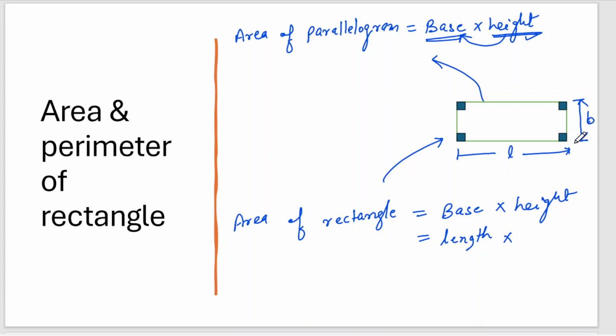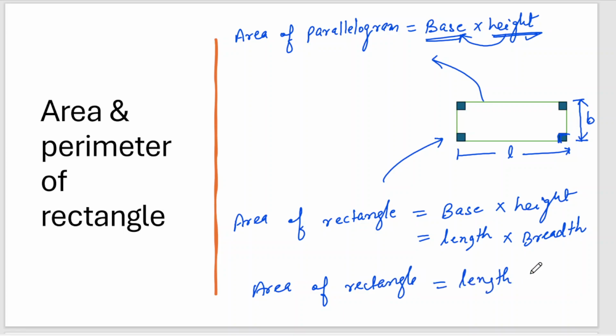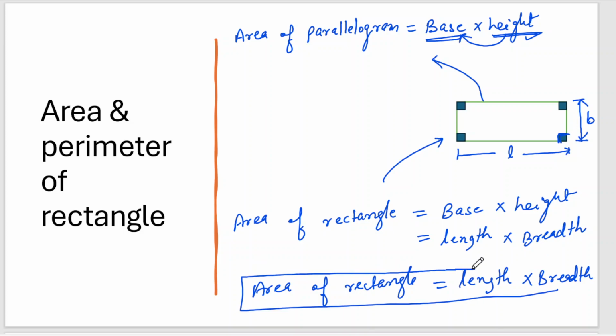Height is equal to the breadth because it is making a 90-degree angle here. So I can say that it is breadth. So in this way, we have formed the area of rectangle as length into breadth. So now you understood how this formula has been derived. Area of rectangle equals length into breadth. And since it is part of the family of parallelograms, we have found this formula by using base into height. So you just have to remember this formula.